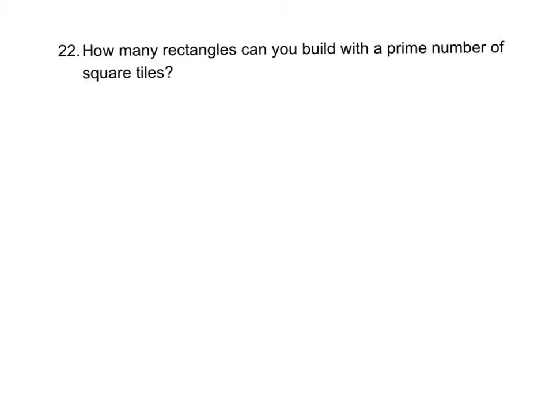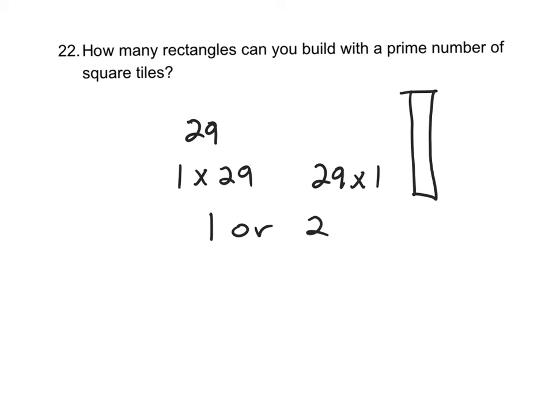How many rectangles can you build with a prime number of square tiles? Well, let's take our favorite prime number from our game, which was 29. And we know that we can do a 1 by 29. So we have 2 factors. So how many rectangles can you build with a prime number? Well, 1 by 29 is the same as 29 by 1. So I'm just going to say 1. Or if you want to say 2, because you can spin it vertical or horizontal, I guess that would be okay. But really it's just 1.